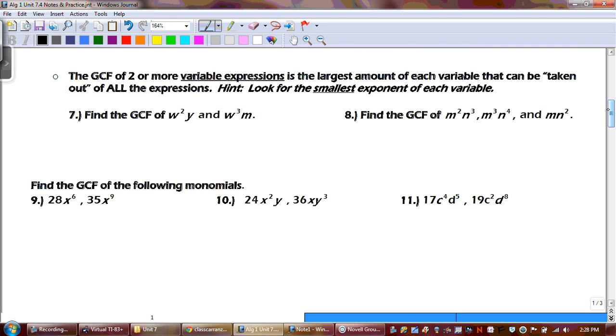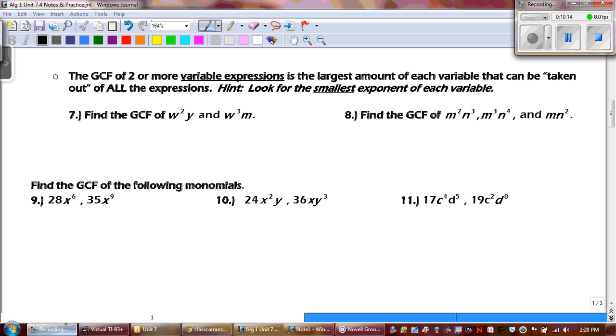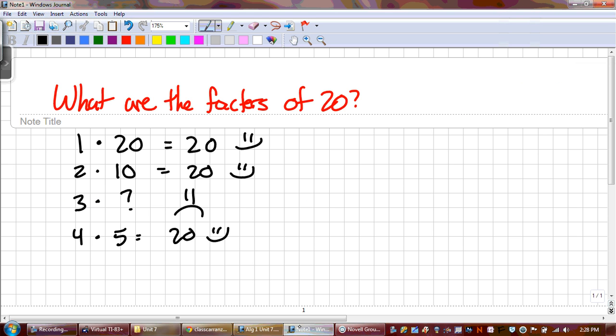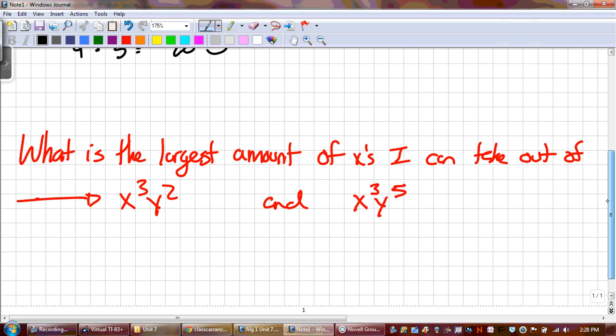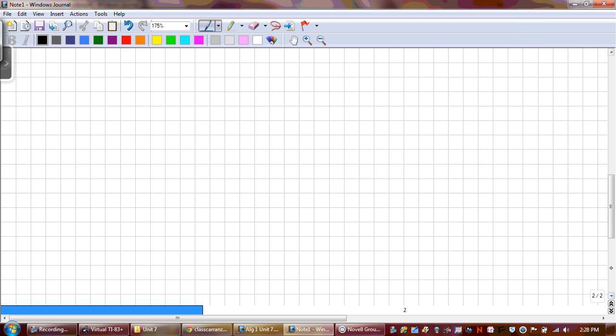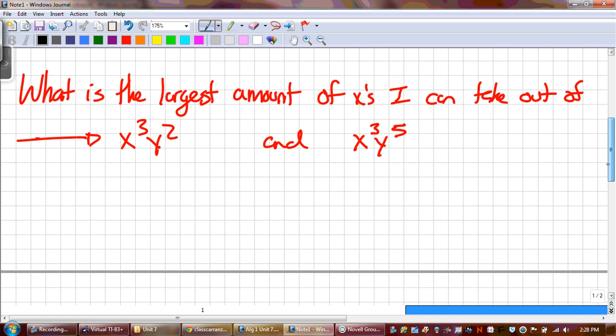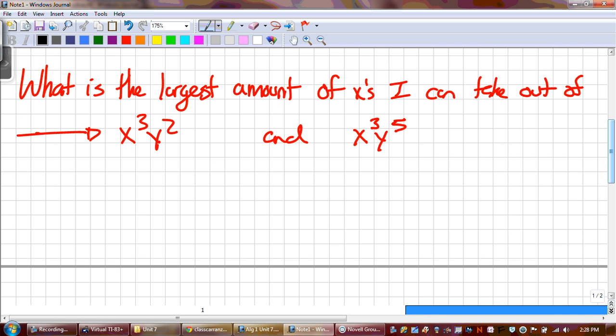All right, so now this next part is saying the GCF of 2 or more variable expressions is the largest amount of each variable that can be taken out of all the expressions. Okay? You're like, Mr. Grice, that makes no sense at all. Okay, well, let's take a look. Here's an example. What is the largest amount of x's that I can take out of those two?